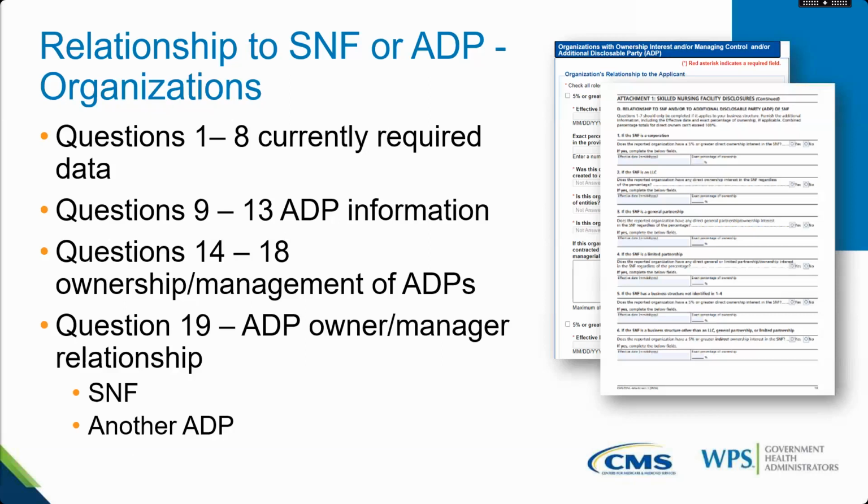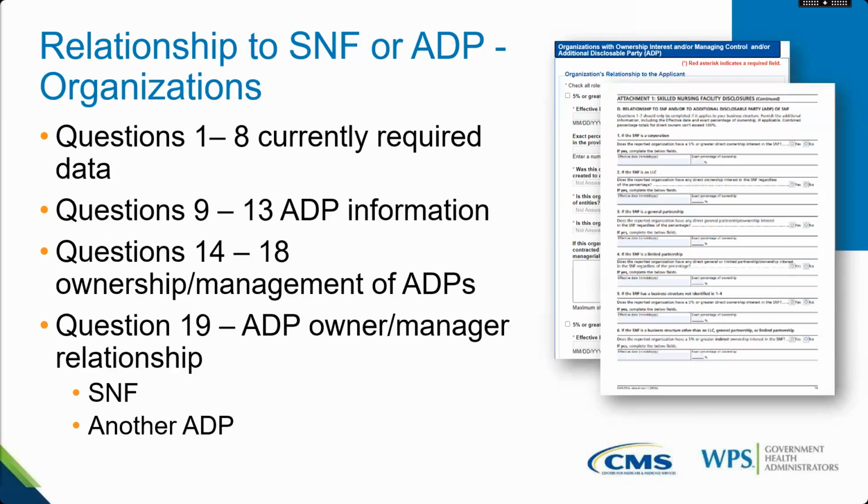Questions 9 through 13, this is all about the ADP. So they're asking if they are an ADP, and they're asking them to report what types of services that they furnish with the SNF. So this is that relationship to the SNF that we just talked about. That's what 9 through 13 is asking for.